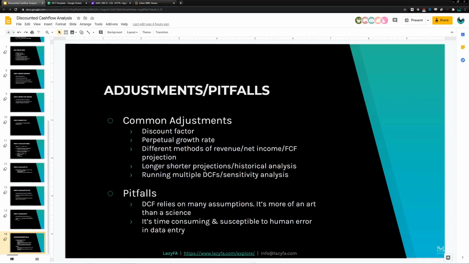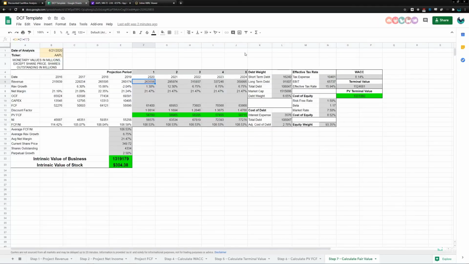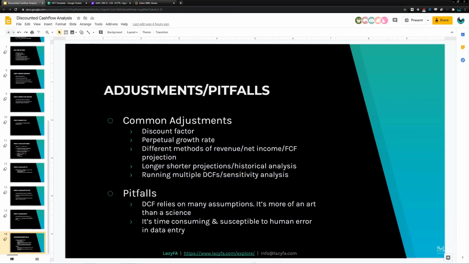So I mentioned here longer or shorter projections, or longer historical analysis. So, using 10 years into the future as opposed to 5, or using 10 years of historical data as opposed to 4, whatever you think is best. That's another thing people play with a lot.